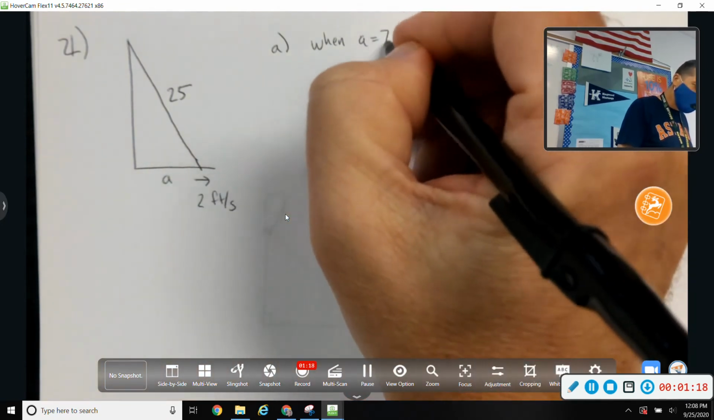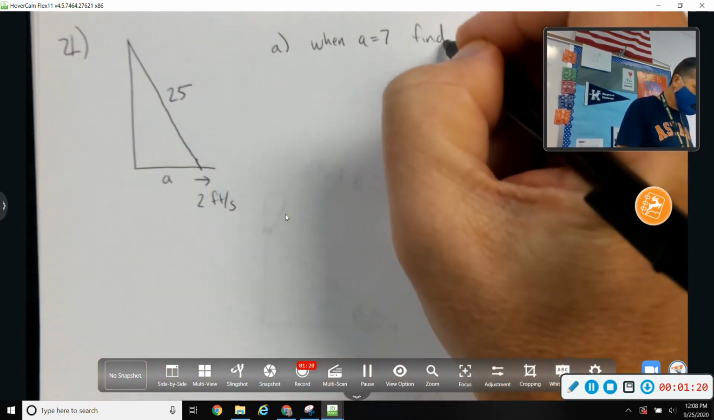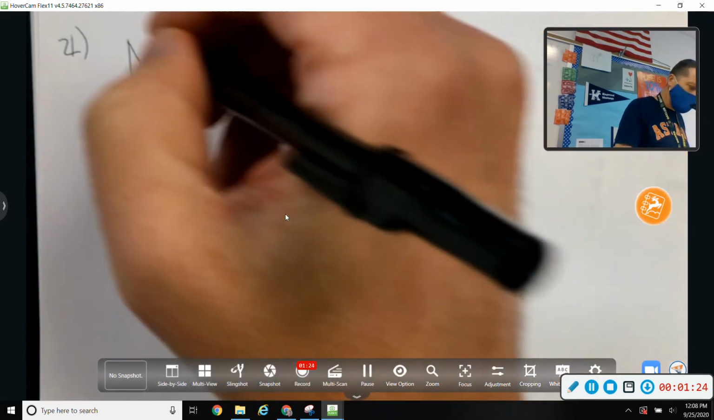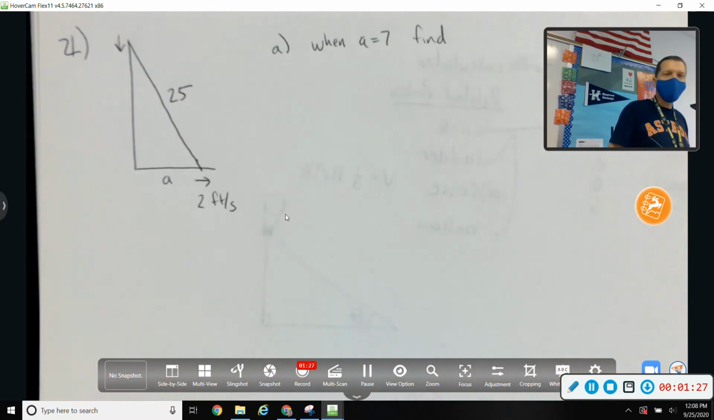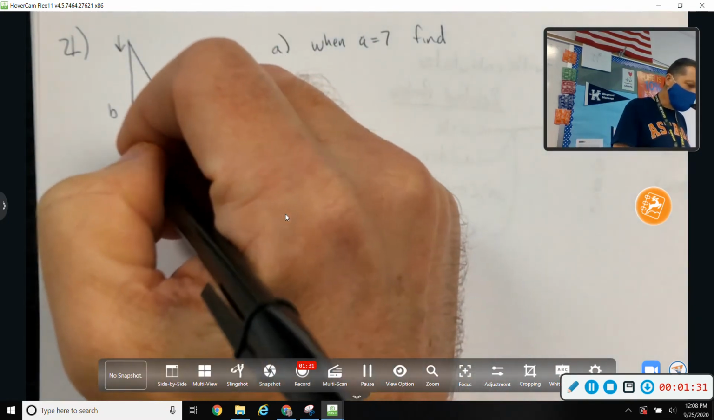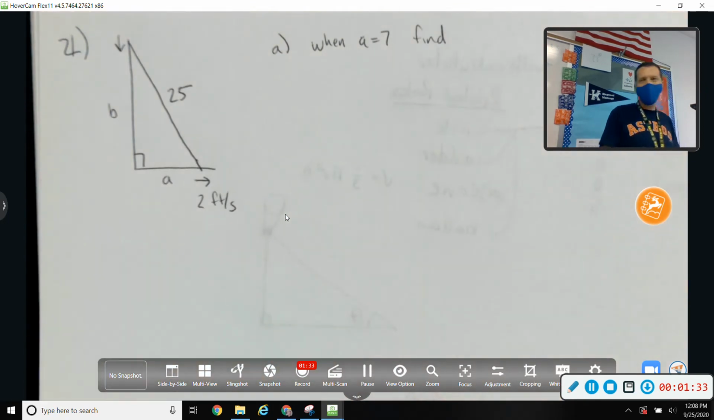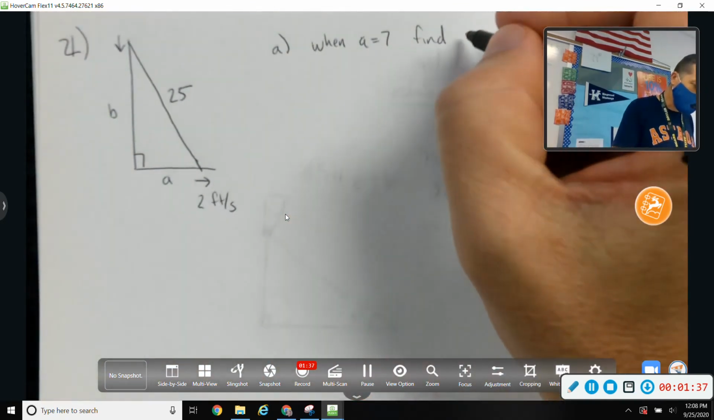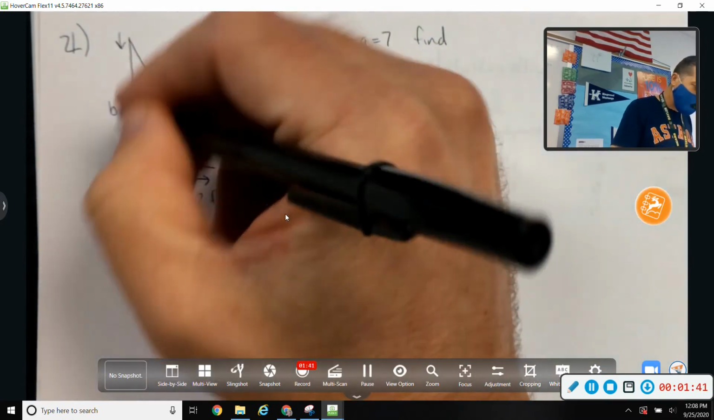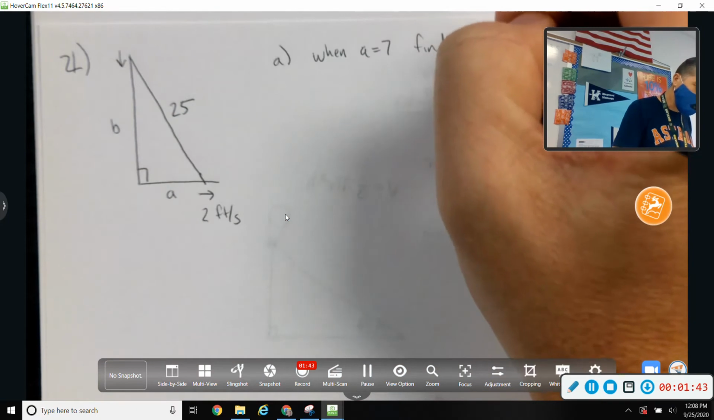And A equals 7. Find how fast the ladder is moving down the wall. Well, I need a letter for that, so let's call it B. I'm also thinking ahead here. This looks like an A squared plus B squared equals C squared problem, so let's just go ahead and use those. So when A is 7, find how fast that's changing. So let's call that dB dt.